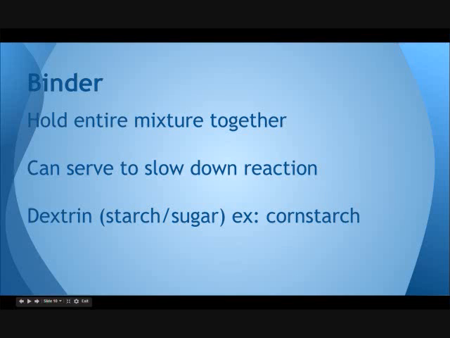The final part of a firework is the binder. Similar to a binder which holds your homework and classwork, the binder in fireworks holds the oxidizing and reducing agents together, along with other chemicals.